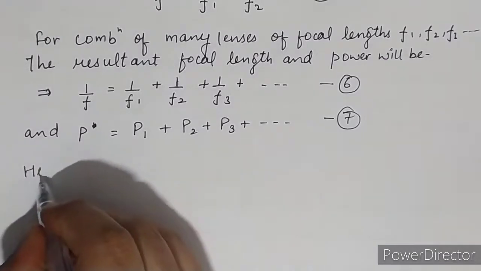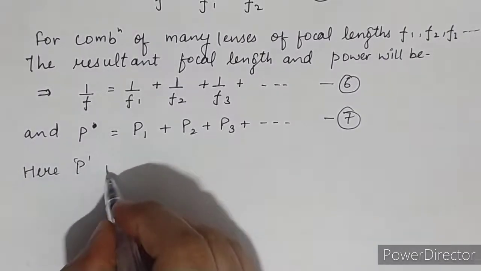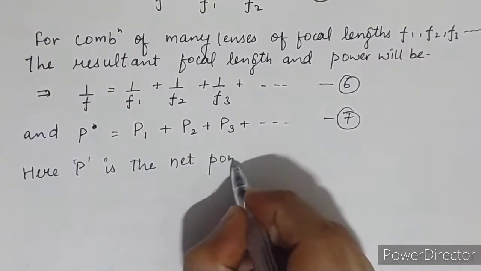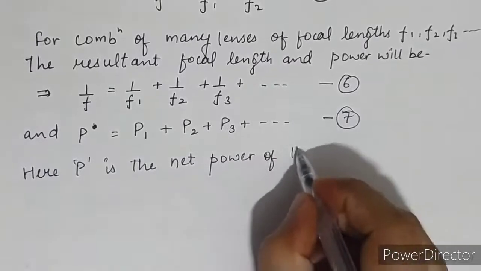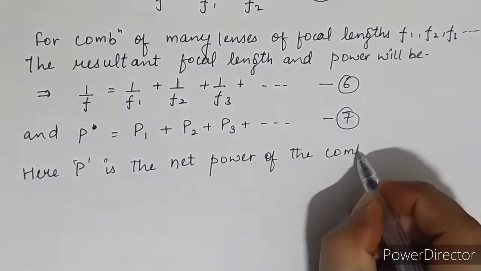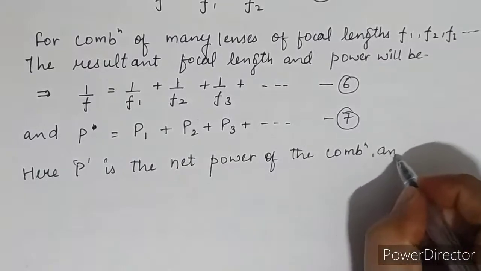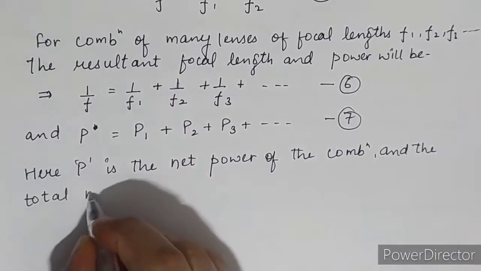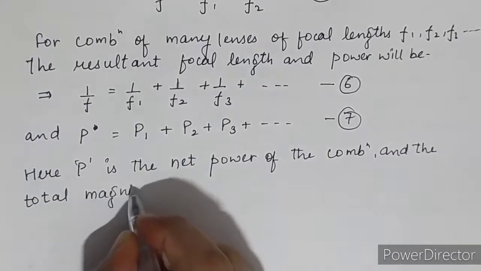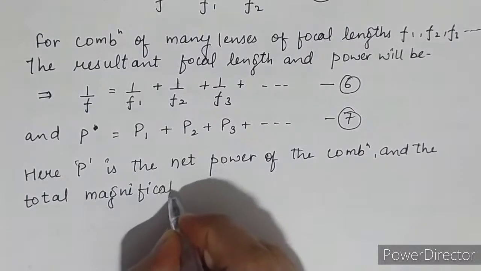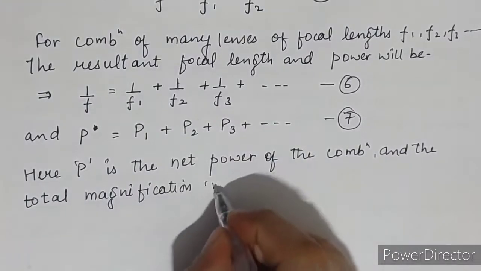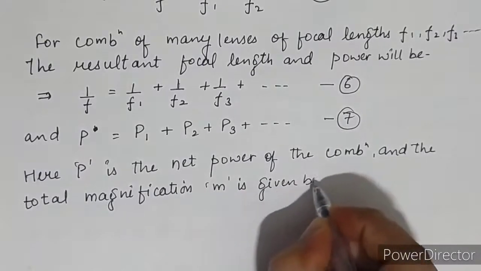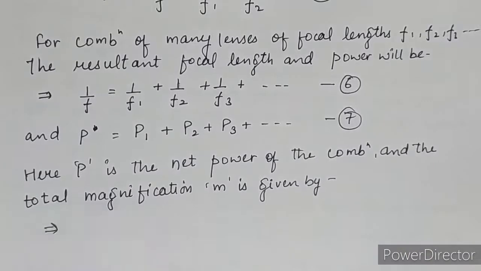Okay, and from this combination, from this resultant focal length and the power, the magnification will be, so here we get that P is the net power of the combination and the total magnification M is given by, what was that beta?